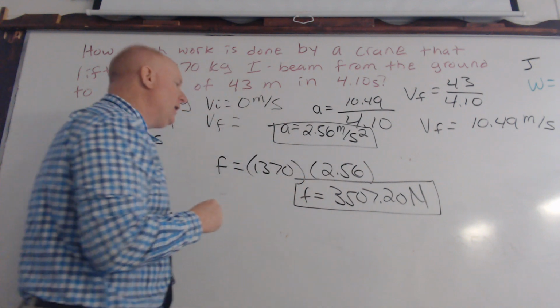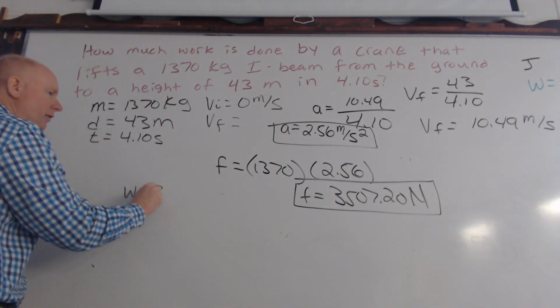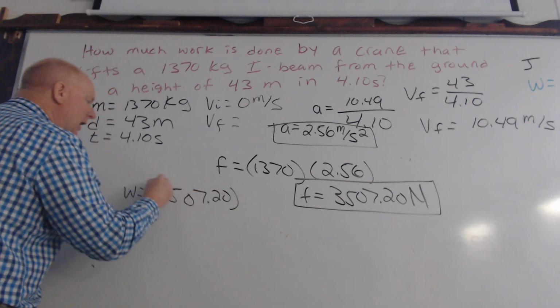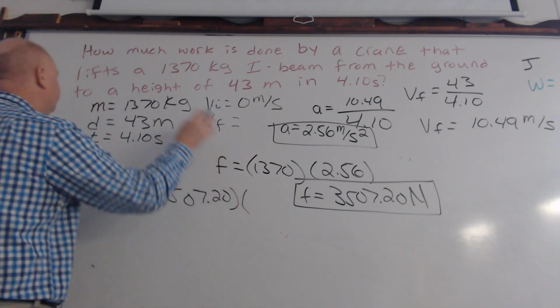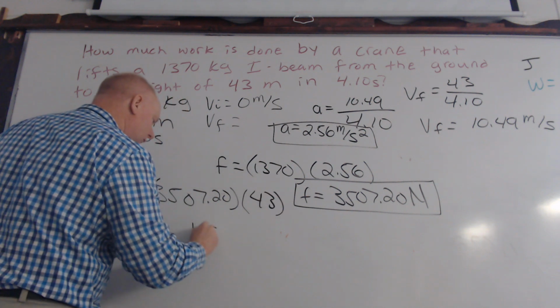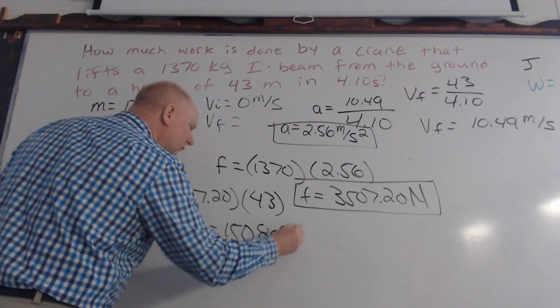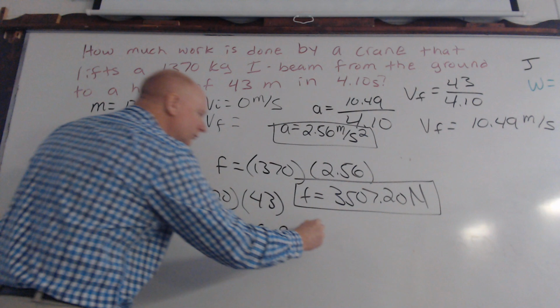Then to finalize that, work equals what? 3,507.20 times what? 43. 150,809.6. And that's measured in what? Joules.